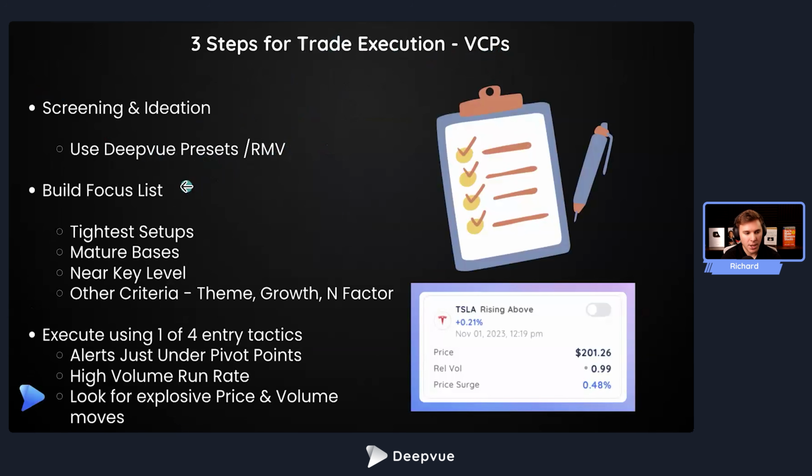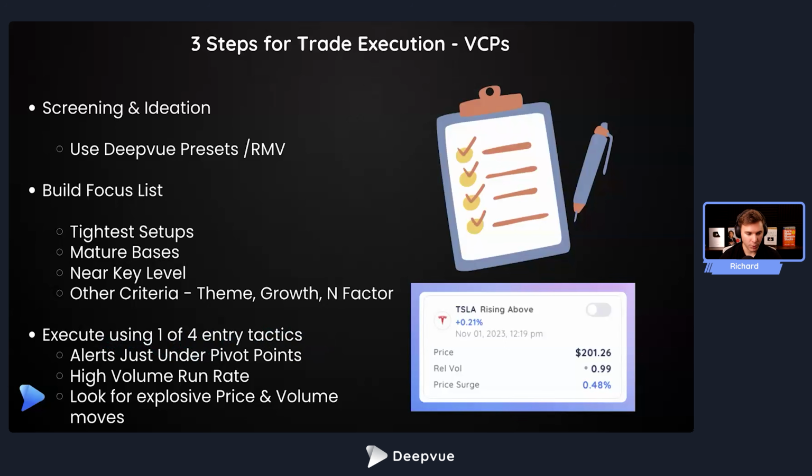Then from that point, you want to build a focus list of the tightest setups, the most mature bases, near a key level, such as a base pivot or prior all-time high. Or you can incorporate other criteria such as fundamentals, the theme, the growth, the N factor. And then, as we'll go through, you can execute using one of four entry tactics. And for all of these, you want to use alerts and let your software do the work for you.